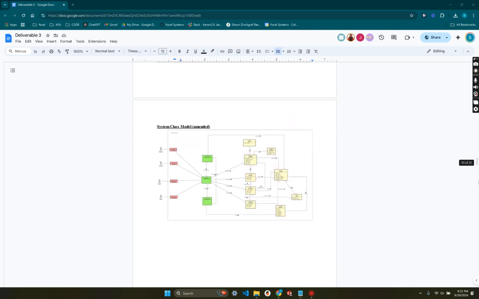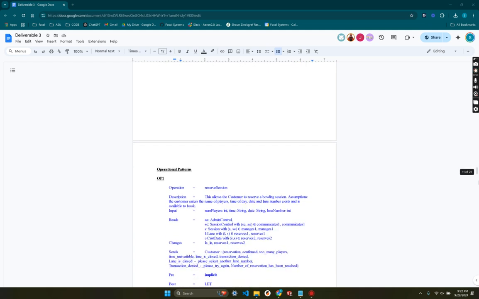Our system class model also saw improvements, like changing the DCM, the domain class model. We simplified by removing unnecessary connections and focusing on essential relationships between core components like customer data, sessions, and admin control. This makes the model cleaner and more aligned with the rest of our system.